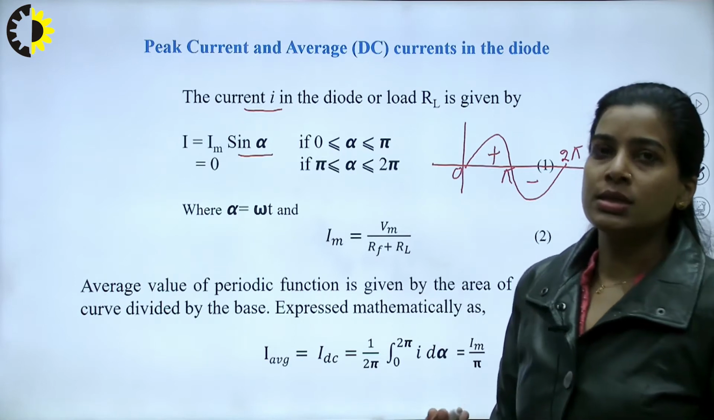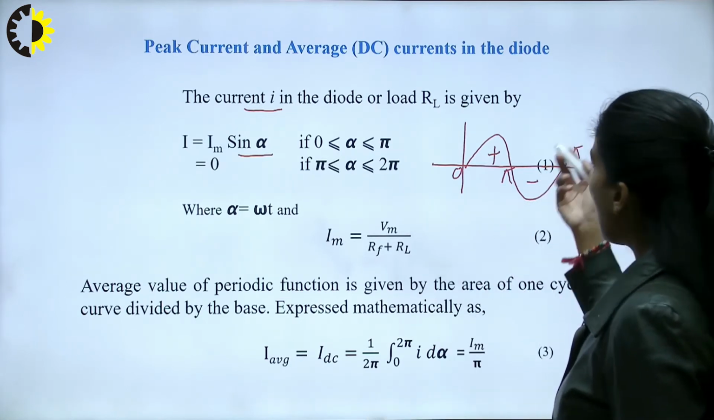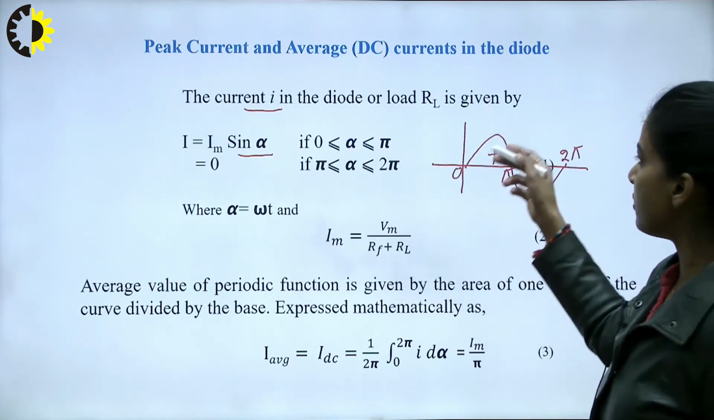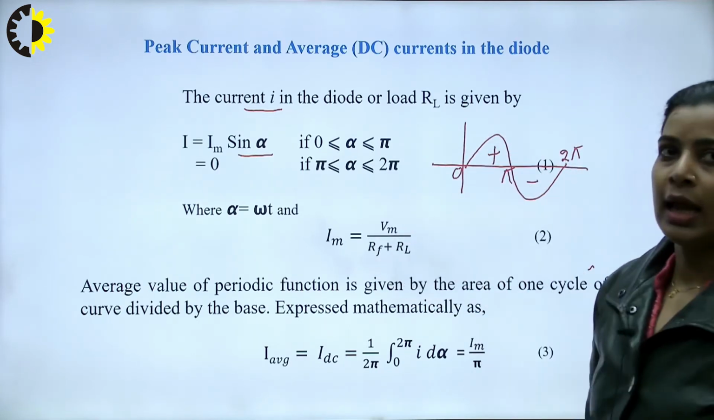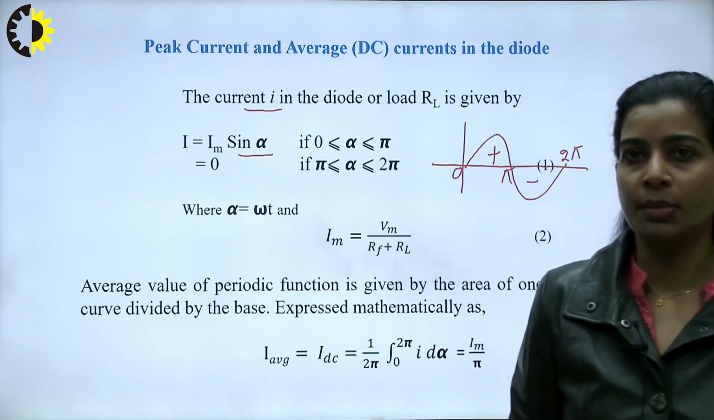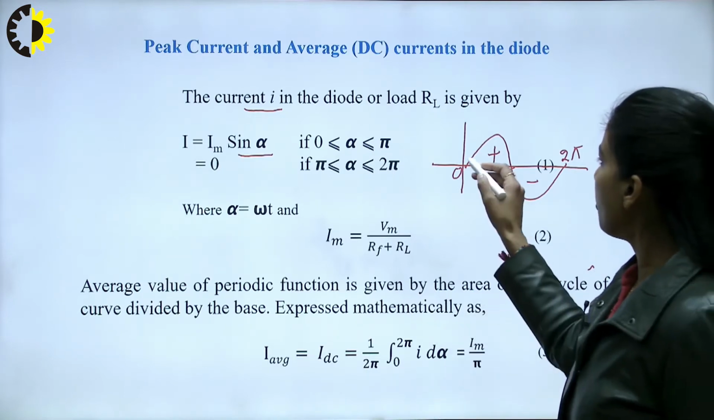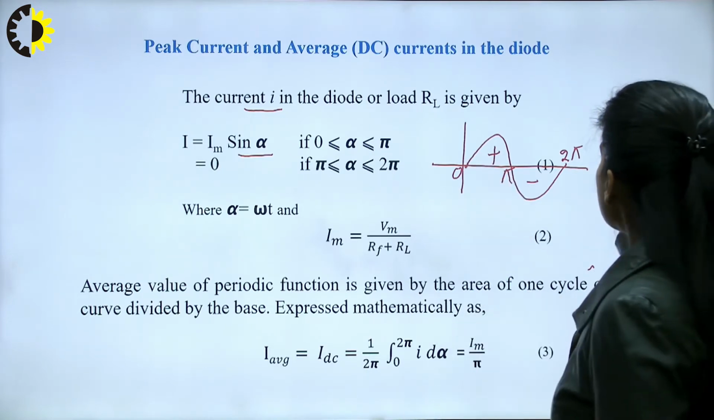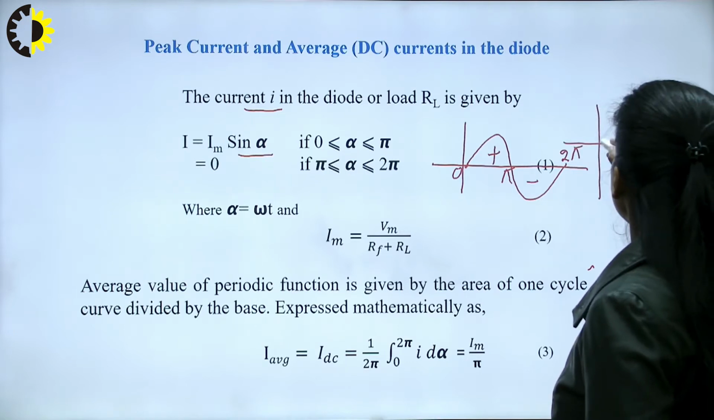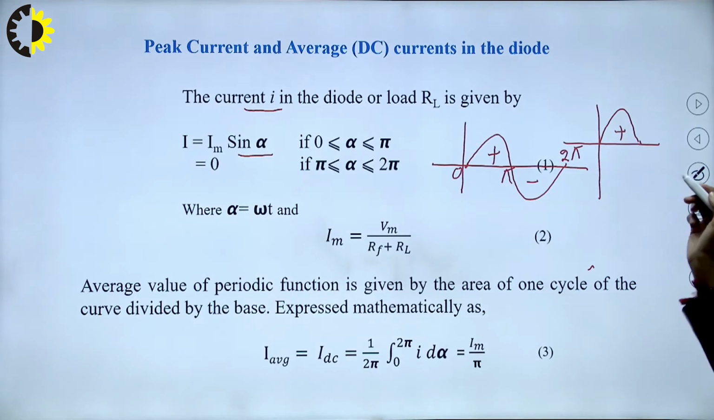As we are discussing the half wave rectifier, we have seen that the output of the half wave rectifier will contain either the positive or the negative part, depending upon the polarity of the diode and the polarity of the voltage. So, the output will look like a positive pulse, or we can have a negative pulse.